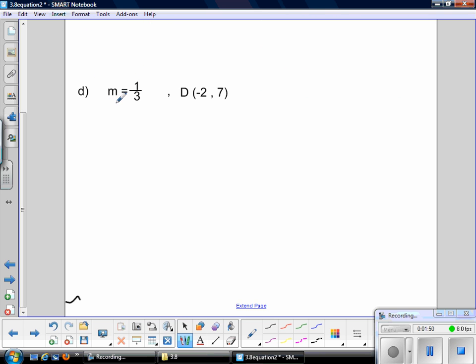Here's with 1/3. So if I have 1/3, again, I copy down my formula. I'm going to substitute my slope in, which is 1/3, which I know you just love working with fractions. Notice they don't disappear just because you don't like them. So -2, and this is a negative, so this is going to be a +2, and my y1 is +7. So again, I must distribute my 1/3 inside that bracket.